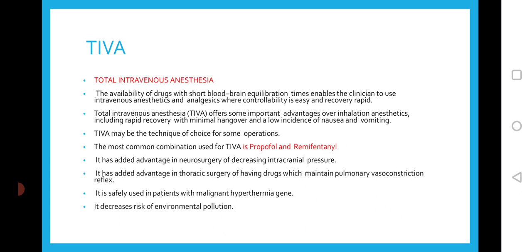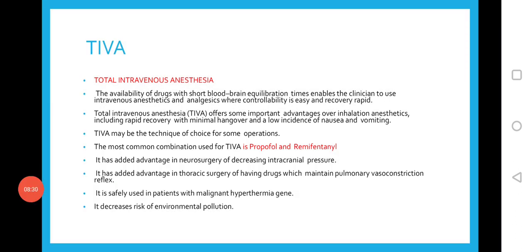TIVA, total intravenous anesthesia. Drugs with short blood-brain equilibrium times enable the clinician to use intravenous anesthetics and analgesics where controllability is easy and recovery rapid. Total intravenous anesthesia offers some important advantages over inhalation anesthetics, including rapid recovery with minimal hangover and low incidence of nausea and vomiting. TIVA may be the technique of choice for some operations.